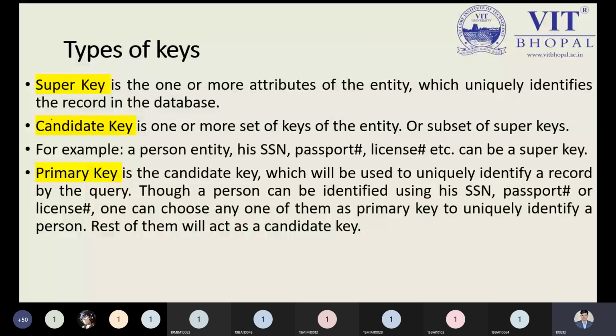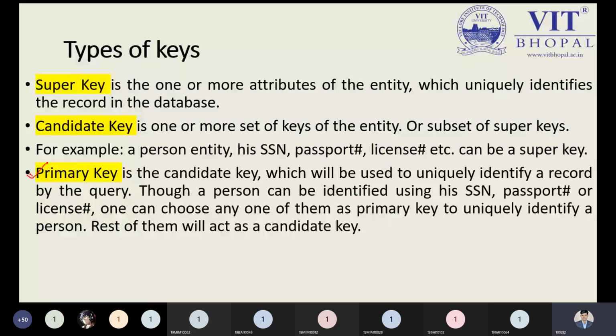I'm putting only a limited set of keys right now, and from time to time I will discuss more keys when we do the practical work. Now, first we have the primary key. I'm starting with the primary key because this is the most important part, and we will implement the primary key in our database in the coming days.